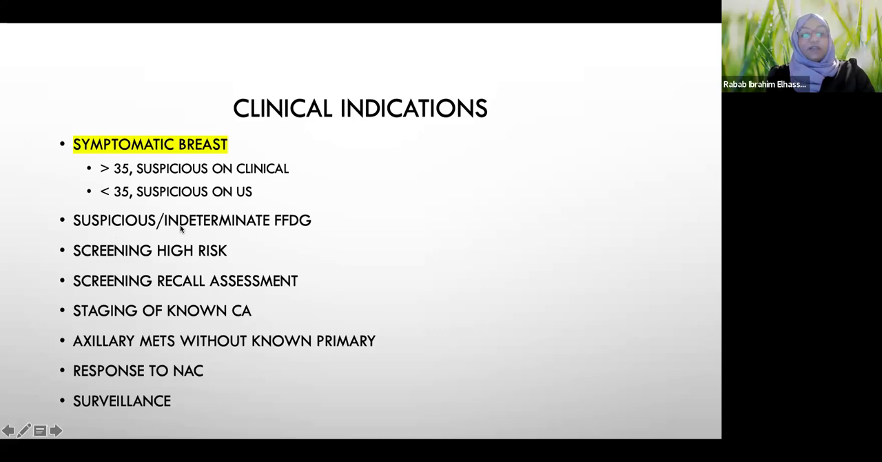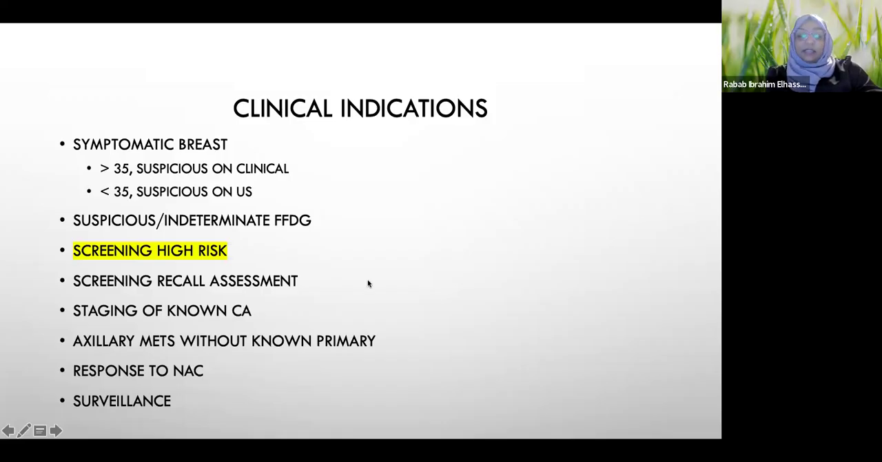Suspicious findings on digital mammography, we use them on screening of high-risk patients. As I said, there's a big trial which was published this year, and before that, many other trials that suggest additional imaging for screening high-risk ladies. And now contrast enhanced mammogram will probably be incorporated in screening high-risk ladies.